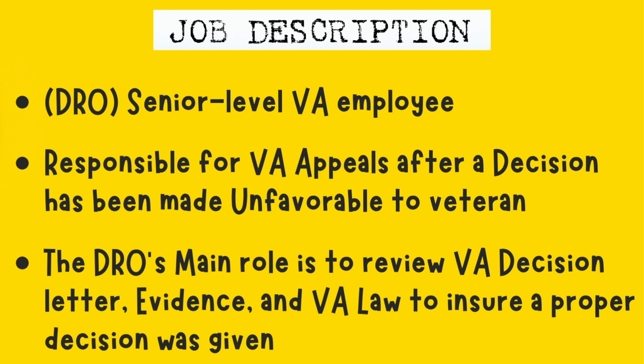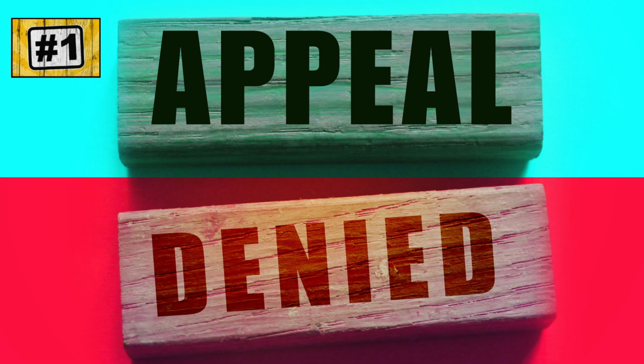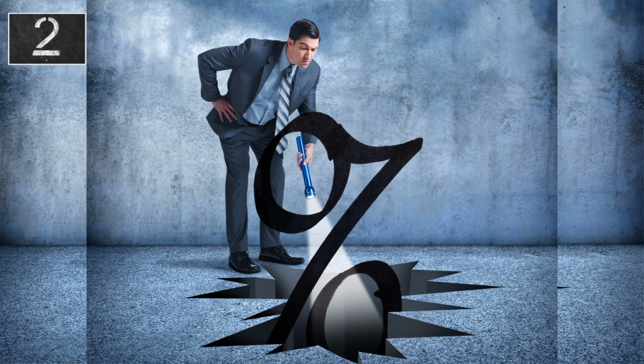A DRO is a senior level VA employee, and they handle a veteran's claim once the appeal has been denied. The DRO's main role is to review the VA decision letter, the evidence that was considered, and VA law to ensure a proper decision was given. A veteran can request a DRO if their appeal is denied or they believe that they're entitled to a higher percentage rating than they were awarded.